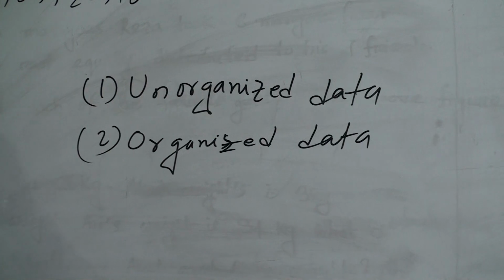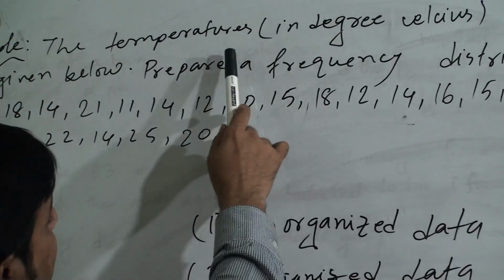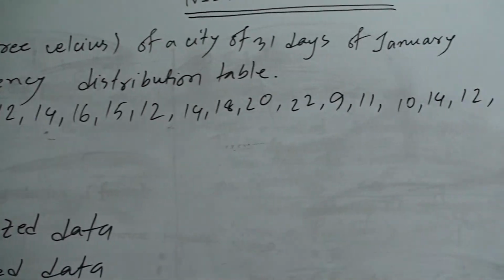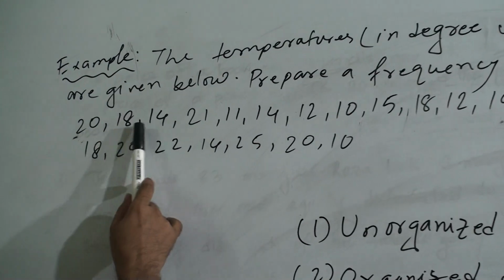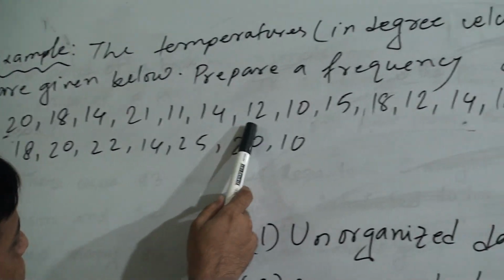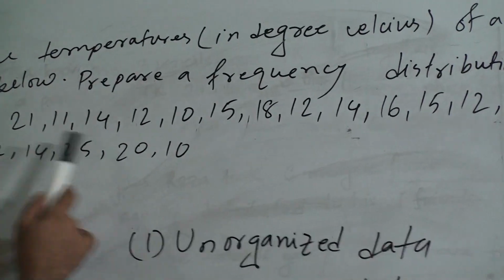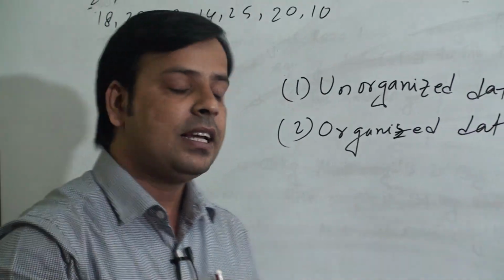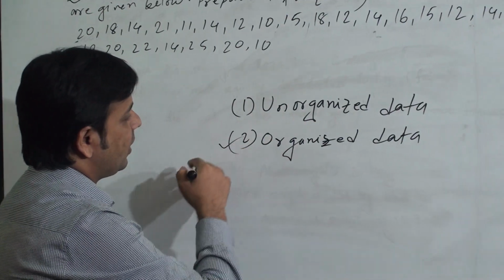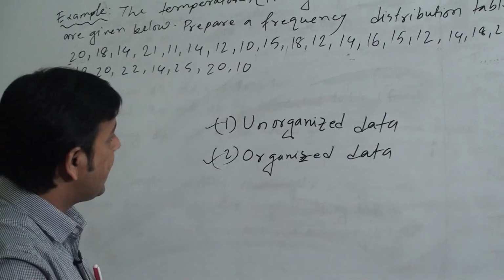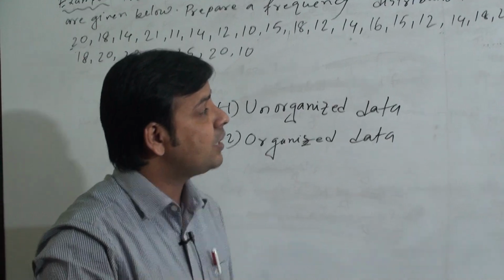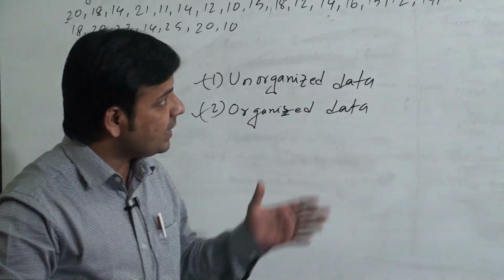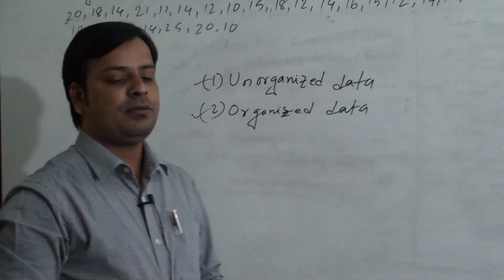Suppose I have written here the temperatures in degrees Celsius of a city of 31 days of January are given below. Here 20, 18, 14, 21, 11, 14, 12. These data here, the numbers are not arranged. So this data is unorganized data. But another type is organized data. If we arrange this data in ascending order or in descending order, then this data will be known as organized data. But we can arrange this data in tabular form also.